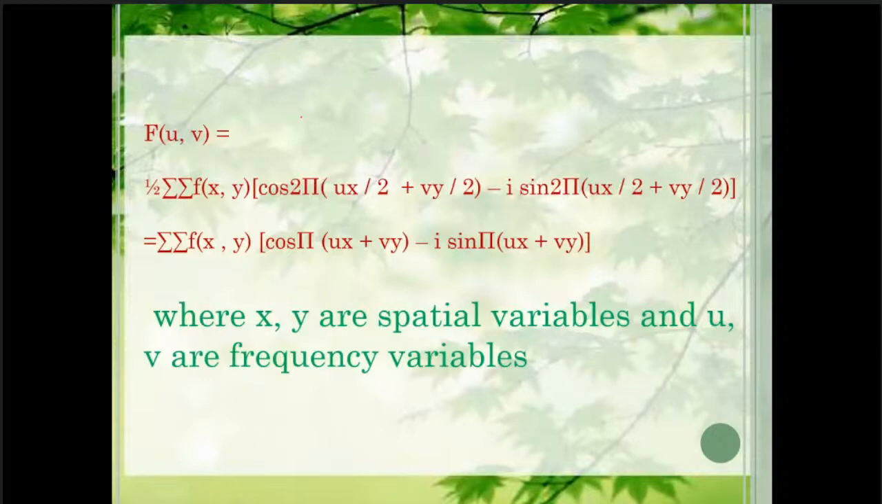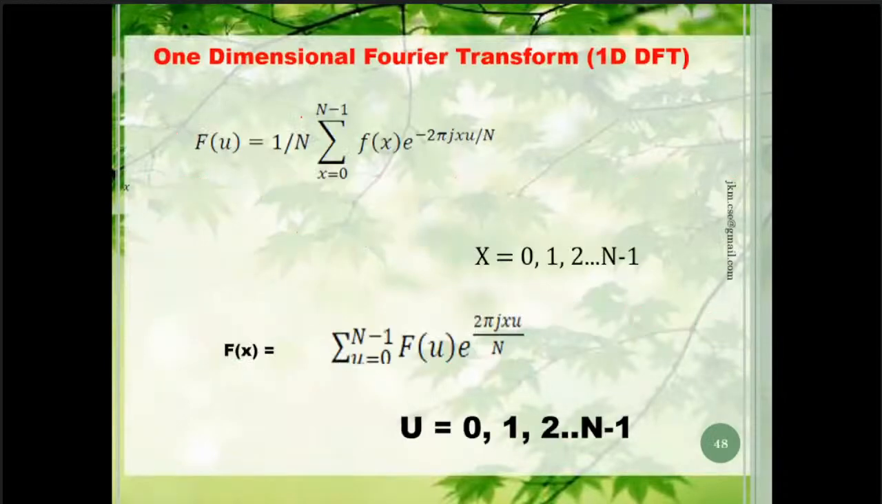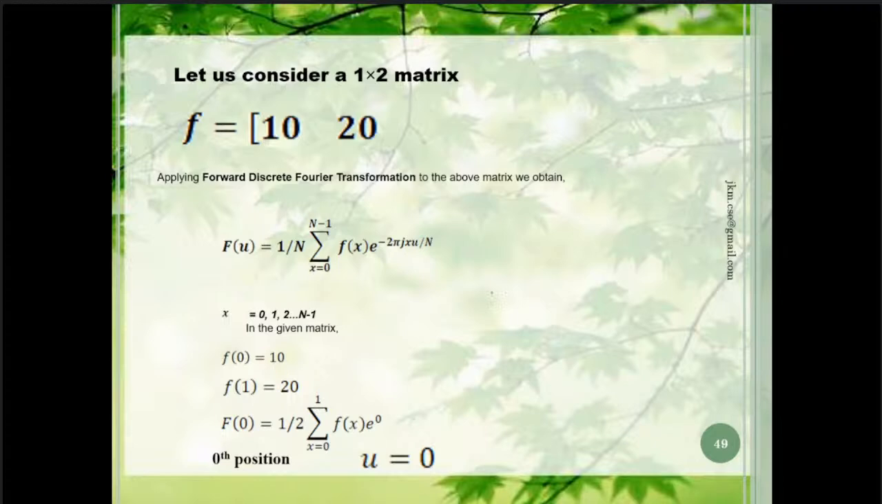This is the equation, and we are using a mask of 2 cross 2. How are we using it? Let us consider the one-dimensional Fourier transform. This is the equation for the one-dimensional Fourier transform, and this is the inverse transform. Let us check that it is reversible. I am using 10 and 20.